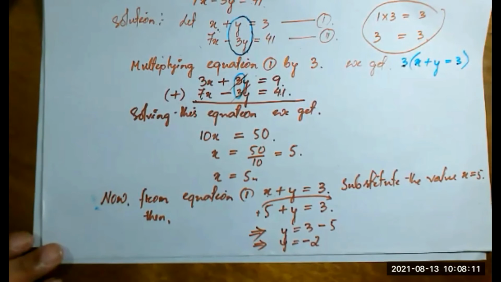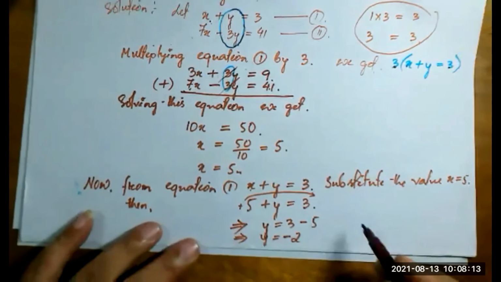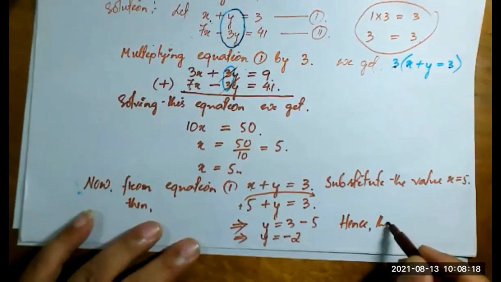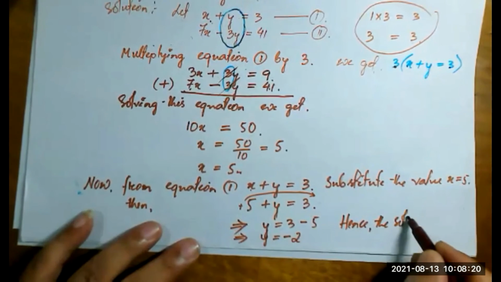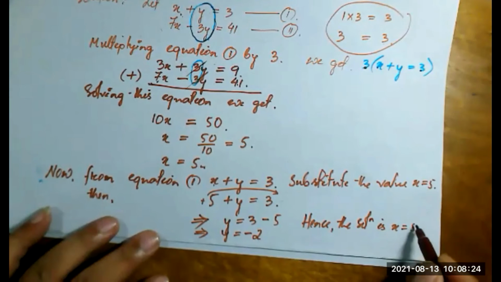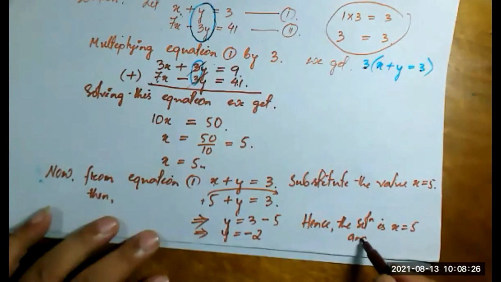So hence the solution is x is equal to 5 and y is equal to minus 2.